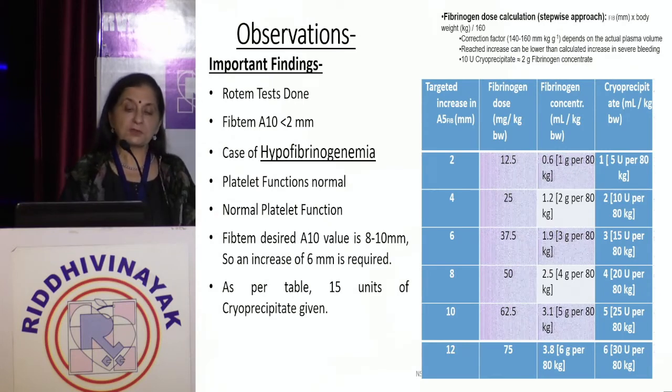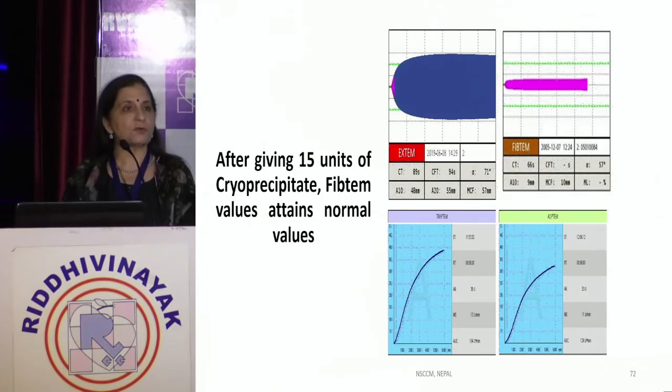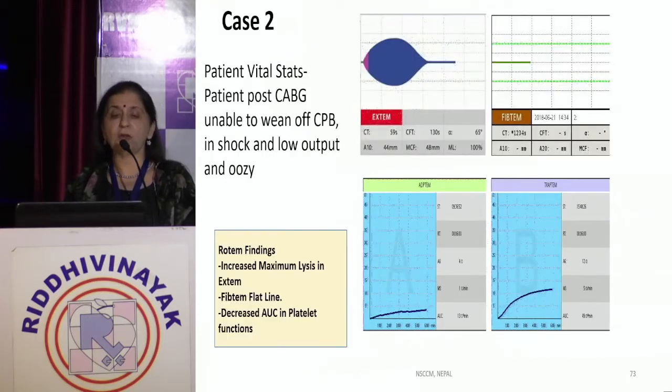So hypofibrinogenemia is the culprit in most patients of the studies that we've done in our 150 ECMO patients so far, neonates, infants as well as adults. Giving cryo has helped a lot.